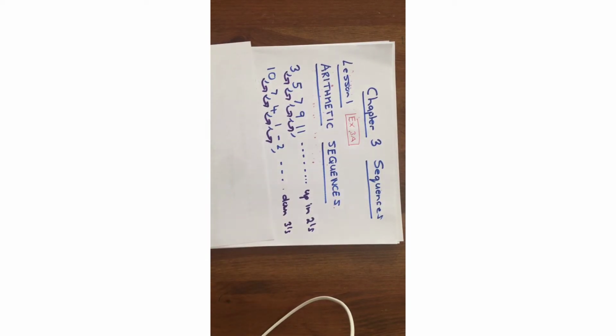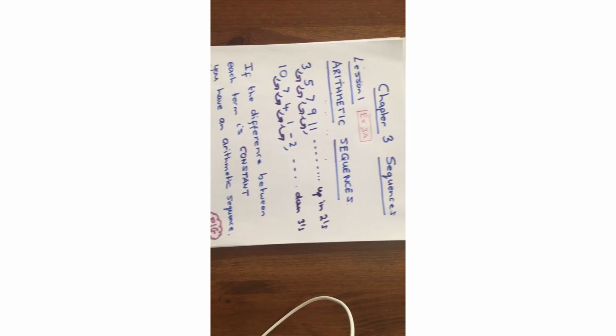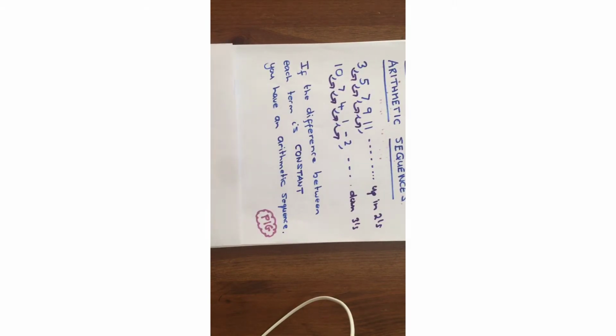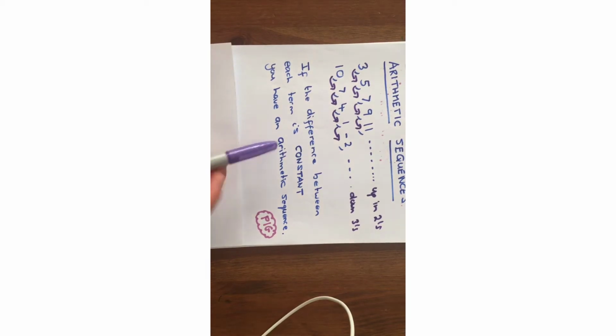So if a sequence is going up or down, with a constant, what we call difference between each term, this is called an arithmetic sequence. So I would like you to write this into your book, please, into your notes. If the difference between each term is constant, you have an arithmetic sequence.